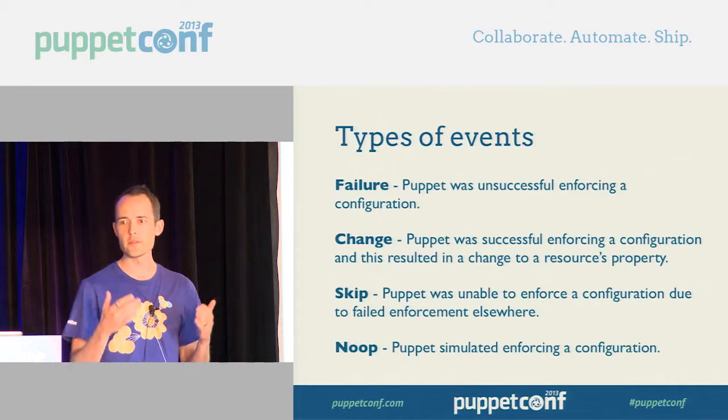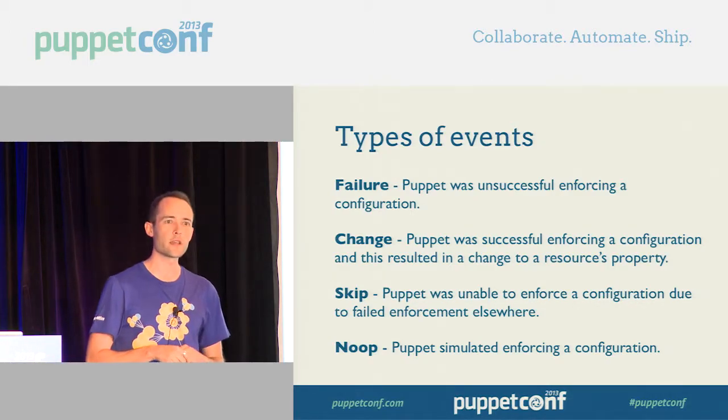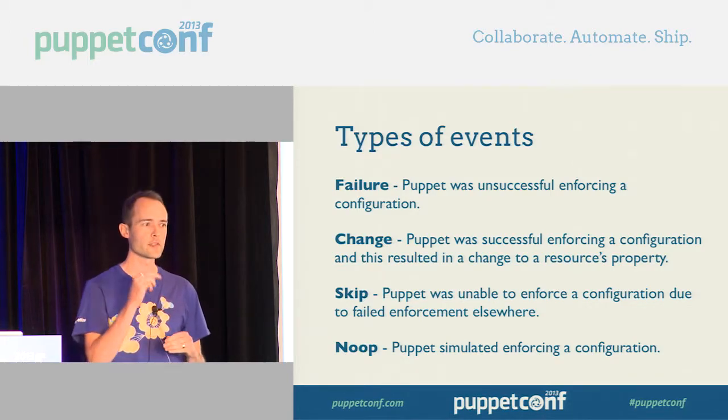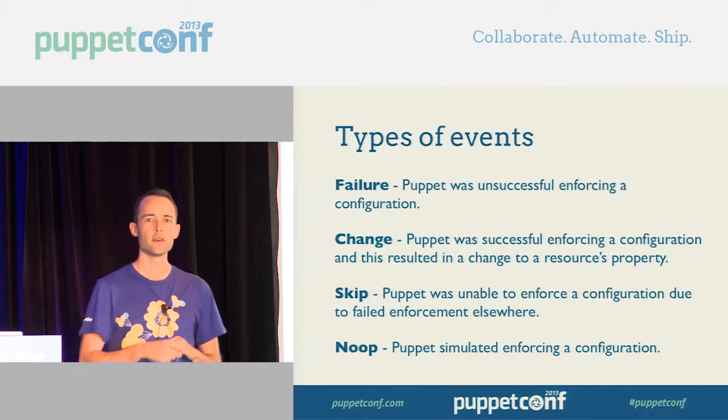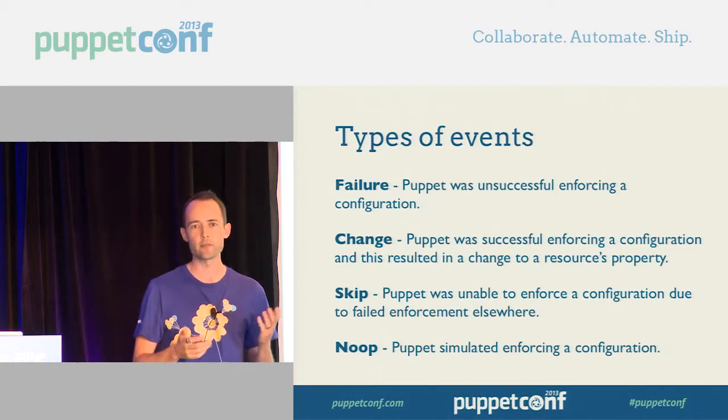OK, yep, went from red to blue. Things have changed. I'm good. But skips really give you an idea of the scope of the problem. So maybe I have a single failure, but I have many skips. It's like, OK, this is the source of the failure, but I can see that I have several other resources that were affected by that failure.